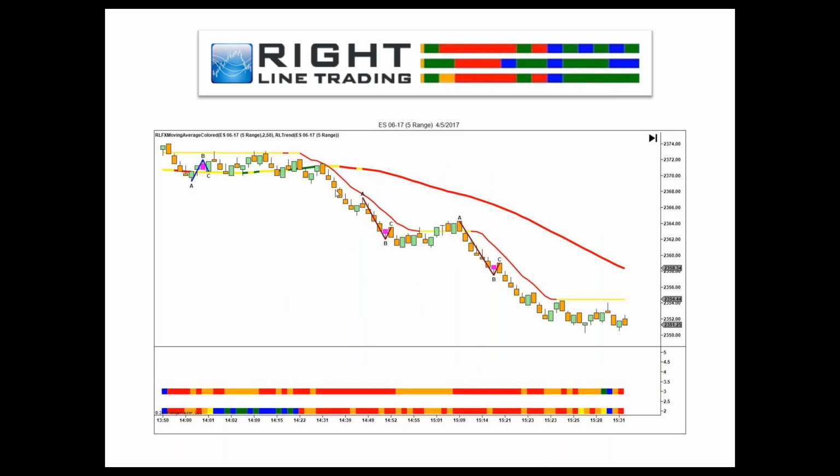Here again, momentum and order flow down. This is a very, very powerful predictor of price movement on your trading chart.